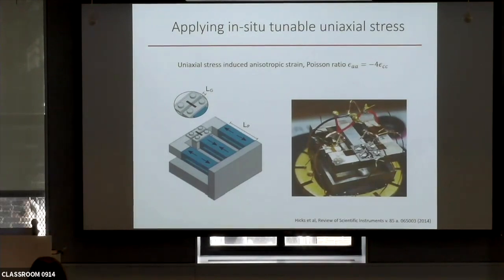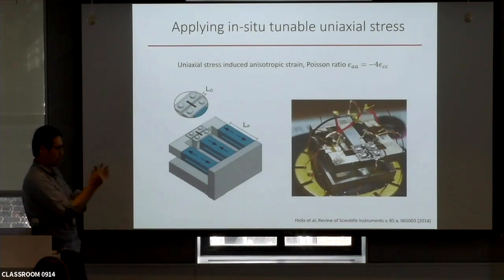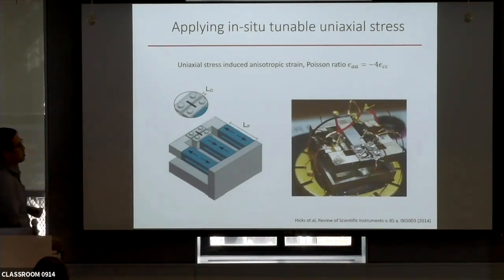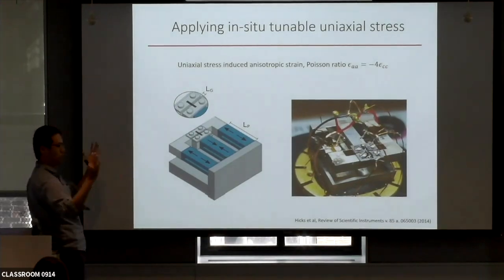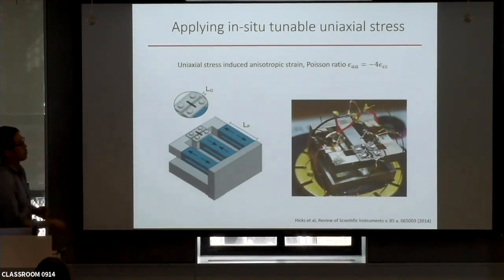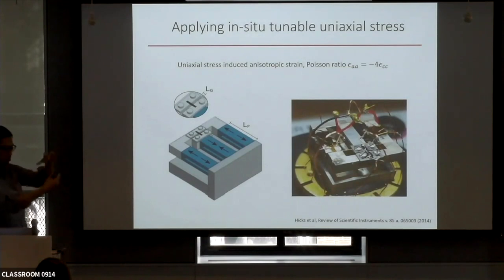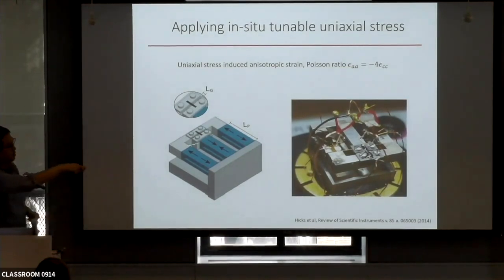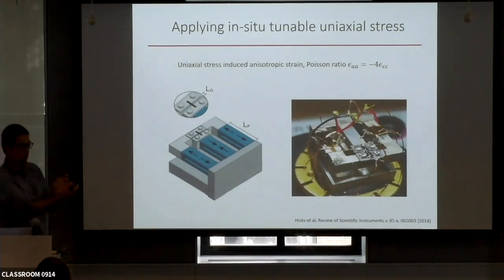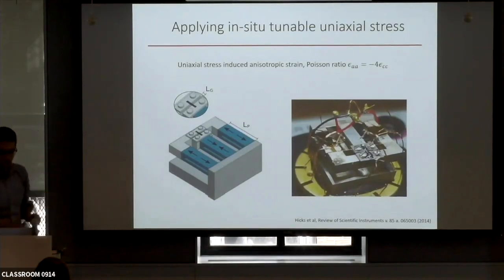Now, when you're applying strain, you're actually applying stress, and stress is the force, and strain is the response of the material. So when you apply uniaxial stress, you'll stretch the material along this way, but you'll also shrink the material along the other direction. The ratio of the strain between these two directions is called the Poisson ratio. For this particular material, the Poisson ratio is 4, meaning that when you stretch this material by 1%, it will shrink by 0.25% along the other direction.